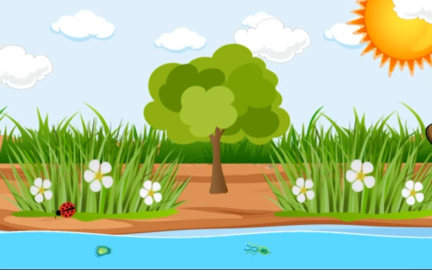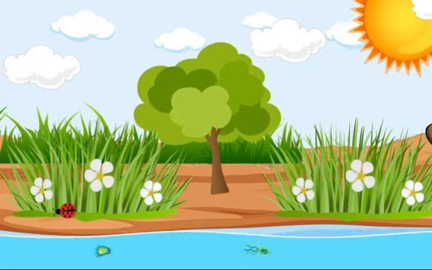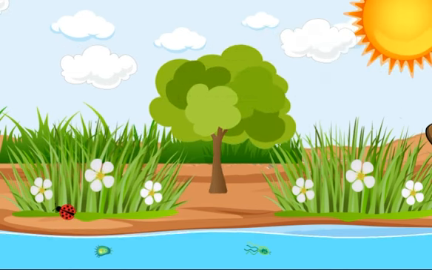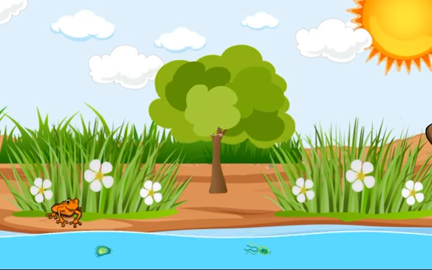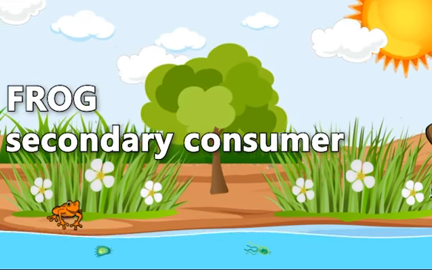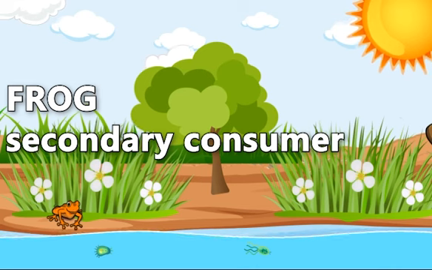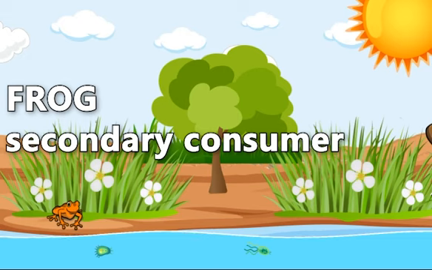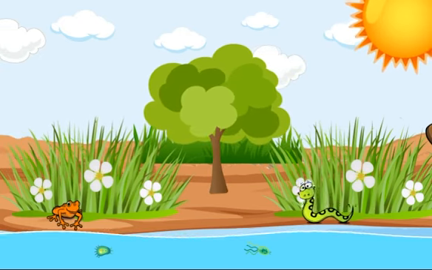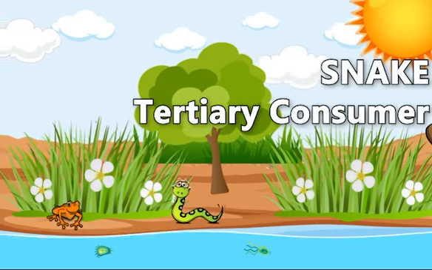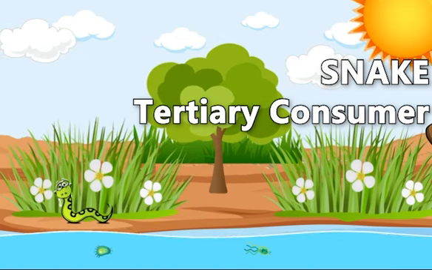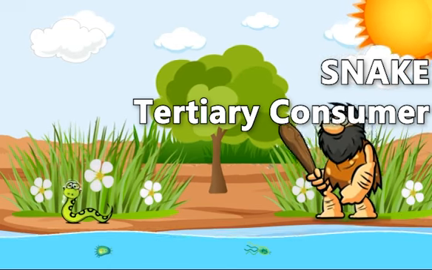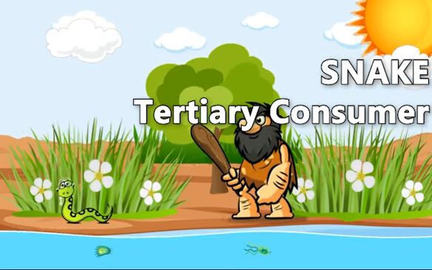Suppose we take an insect such as a ladybug. It is a primary consumer because it feeds mainly on the plants, that is, producers. If we consider a frog, this frog will eat that ladybug, so the frog is now called a secondary consumer because it is feeding on the primary consumer, which is a ladybug. If we consider a snake in that same ecosystem, it will mainly feed on the frogs. So the snakes are now called tertiary consumers because they are feeding on the secondary consumers.